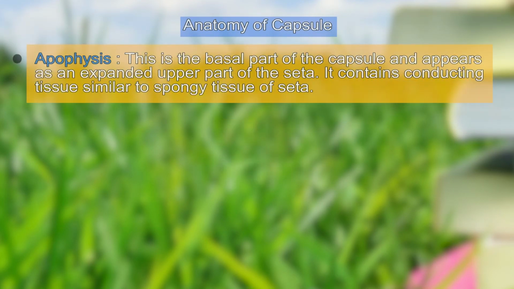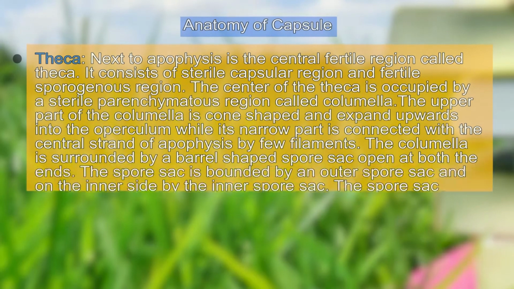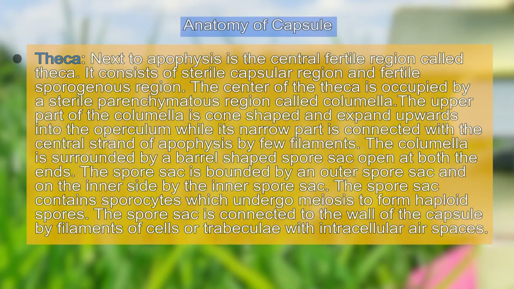Apophysis is the basal part of the capsule and appears as an extended upper part of the seta. It contains conducting tissue similar to spongy tissue of seta. Theca, next to apophysis, is the central fertile region called theca. It contains sterile capsular region and fertile sporogenous tissue. The central capsular region is known as the columella.